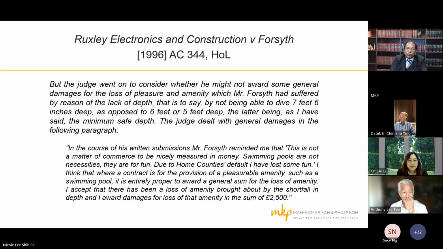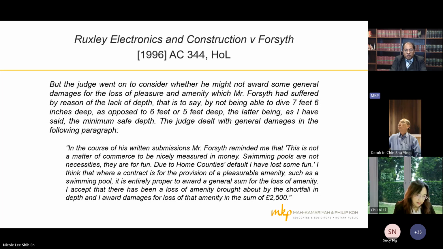And so the question was, was it going to be the diminution in value, or was it going to be the cost of reinstatement? Now, the cost of reinstatement was going to be quite difficult to ascertain for the simple reason that it was accepted by the judge in the High Court that it was not going to be possible to actually deepen the swimming pool. In effect, what would have to be done is that the whole thing would have to be dug up and reconstructed rather than simply deepened.